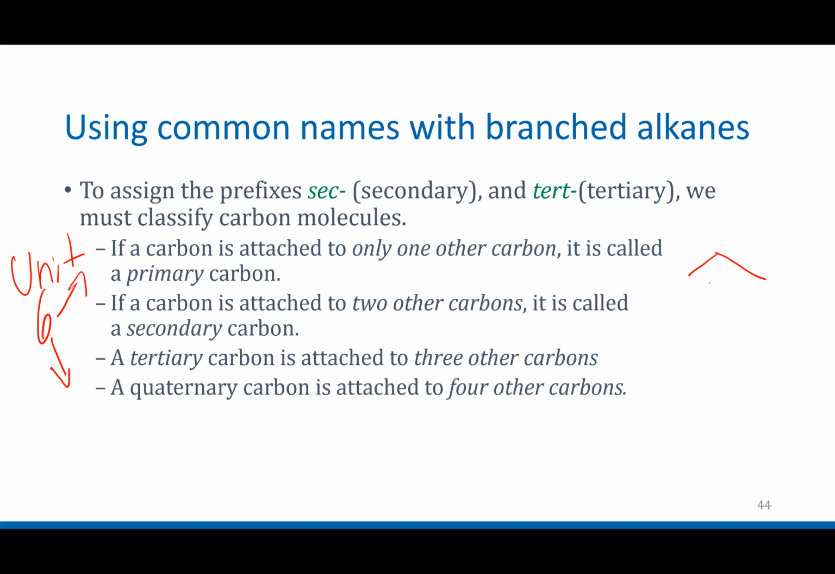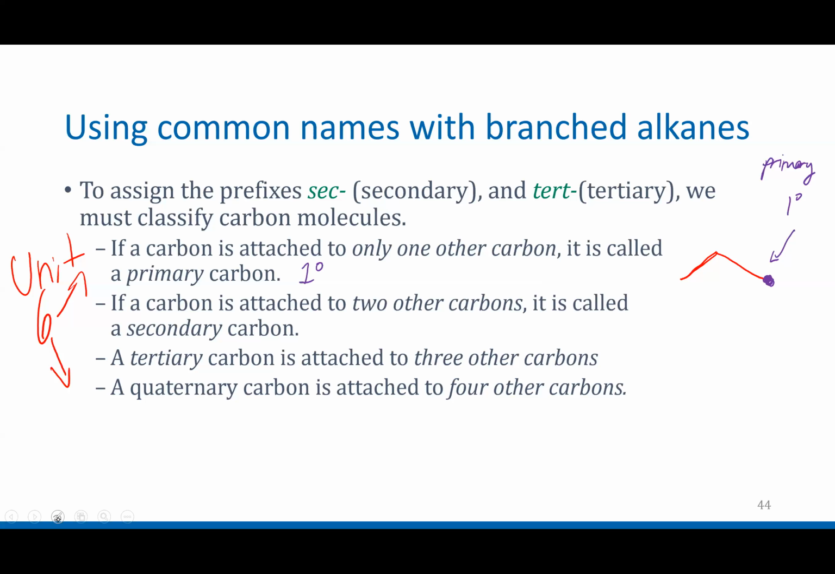Oops. I don't know what just happened there, where my writing went. So for example, let me get a different color here. I'll use purple. This carbon right here at the end would be primary. And for primary, we use the number 1 with a degree sign after it. This carbon, this purple one I'm pointing to, is only attached to one other carbon.